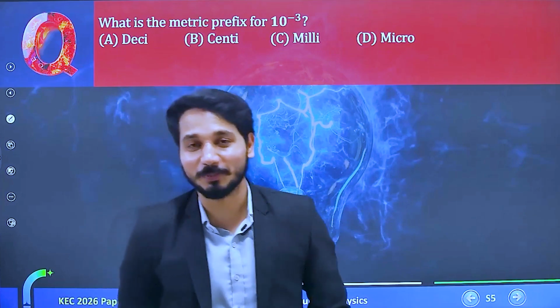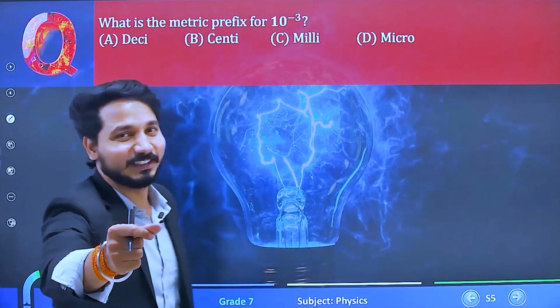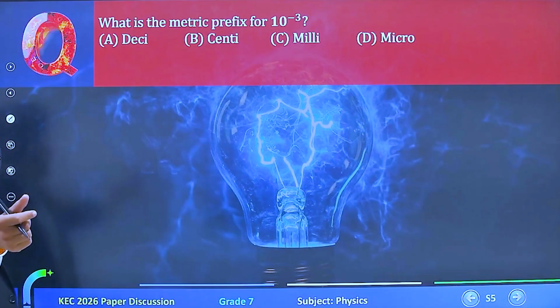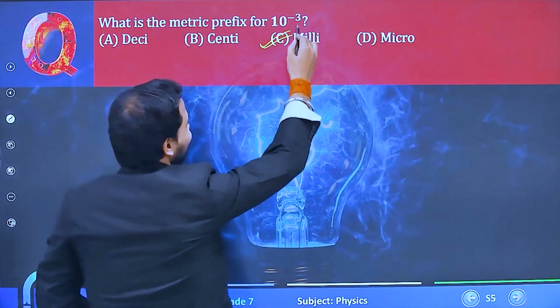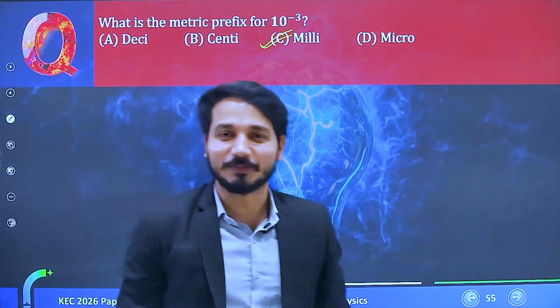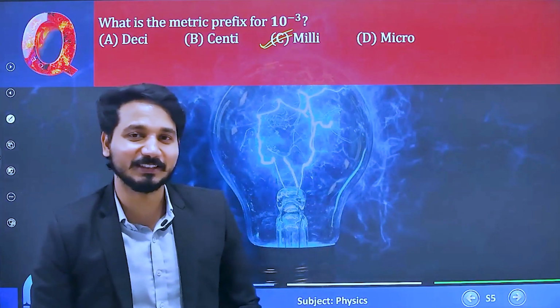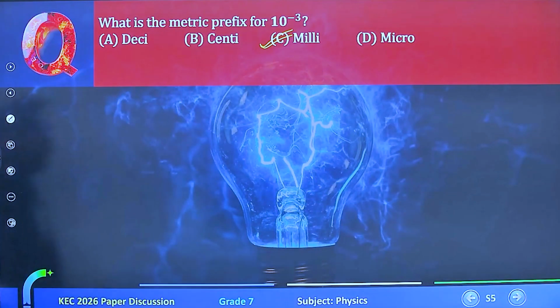SI prefixes. If you do remember SI prefixes, you can easily write the correct answer for this question, and that is milli. Milli is the correct answer for this question. 10 to the power minus 3 is milli. Now moving ahead to the next.